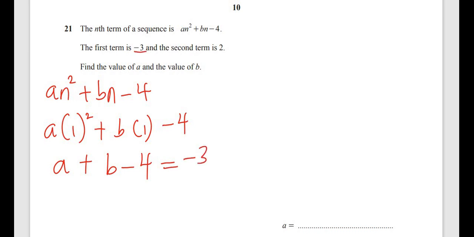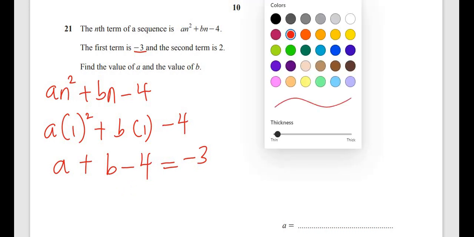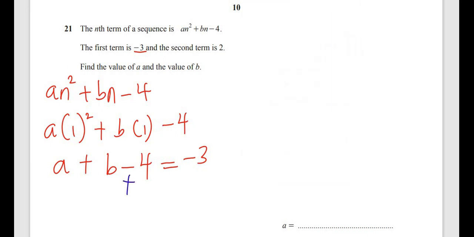Then we can simplify this. We can add 4 to both sides, like this. When you add 4 to both sides, it's going to be a plus b is equal to 1. So that is the first equation.